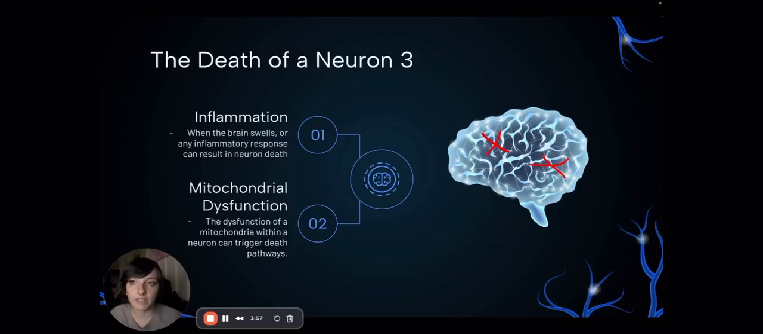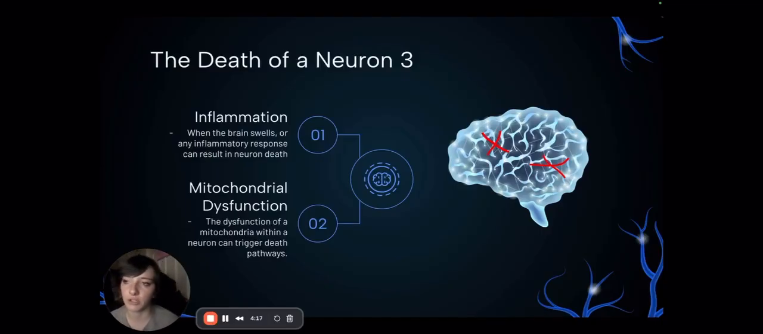Some more causes of neuron death can be inflammation. For example, an inflammatory response in the brain can also lead to neuron death, like when the brain swells due to a traumatic injury, a stroke, or even cardiac arrest. There's also mitochondrial dysfunction.